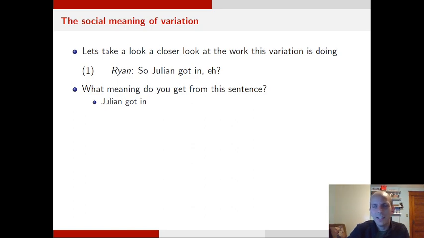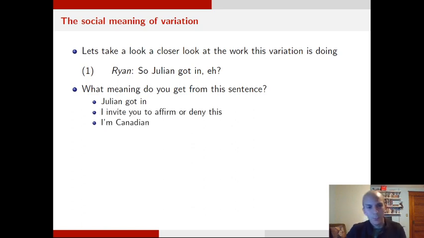We can also take a look at this in context and what it's doing here, and we can see that, maybe a bit more pragmatically or contextually dependent, this utterance is inviting us to affirm or deny this proposition, right? It's kind of a question and it's looking for confirmation. So Julian got in, eh? Perhaps Ryan has reason to believe that Julian got in, but nonetheless, it's still asking for this answer, a yes or a no, an affirmation or a denial.